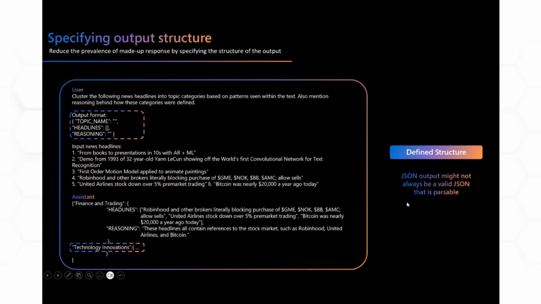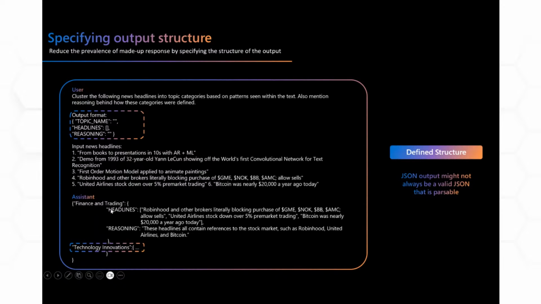One other thing you might want to do is give out a JSON response. So in this case, we're telling it, cluster the following news headlines into topic categories based on patterns seen with the text. Also mention reasoning behind how these categories were defined. And we're giving it a format where we're telling it the key is topic name and give us a topic. Another key is headlines and give us an array of headlines. And then tell us your reasoning. And then we give it some headlines. What the model comes out with is it gives us the output we want, so a JSON.